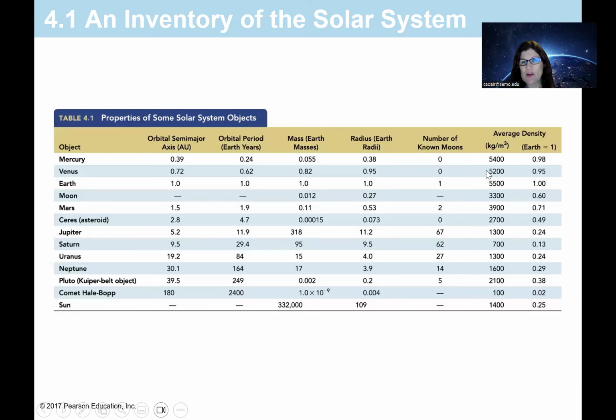So here we talked about density before, but if we look at Earth being 1, Saturn is not very dense at all. In fact, Saturn, if it was in a bathtub, would float. So I think we have a picture of that later.